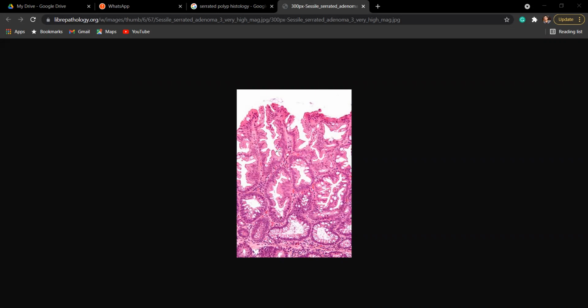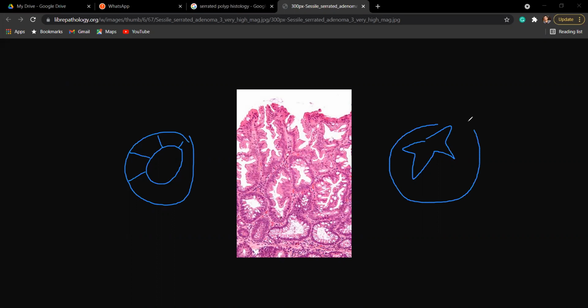See, whenever you have a normal architecture, all of these things you are seeing are the crypts. These are the crypts that you are seeing here, right? A normal crypt would be like that, in a very circular manner. This is the structure of a normal crypt, and these are the cells in the crypt. In case of a serrated polyp, instead of this structure, you have some kind of a starry pattern of the crypt.